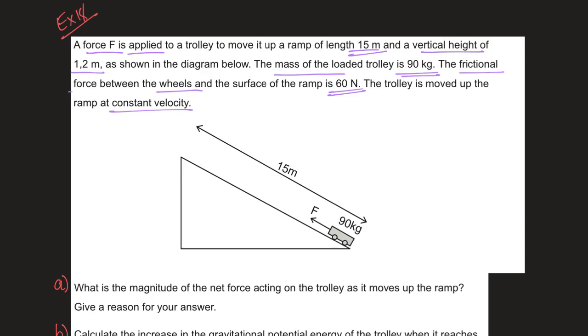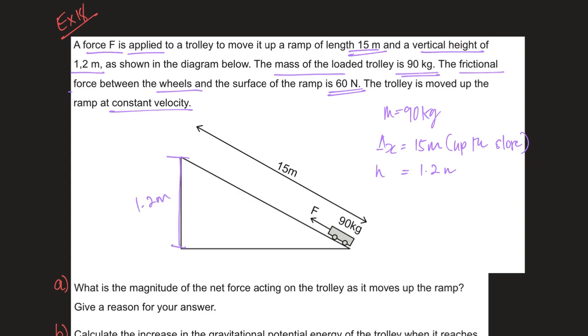Alright, if I'm looking at this example, let's have a look at what I have. I know I have a mass here of 90 kilograms. I also have a displacement of 15 meters, and I know that that is up the slope. That's what we're looking at. I also know that I have a vertical height of 1.2 meters, and that's there, 1.2 meters.